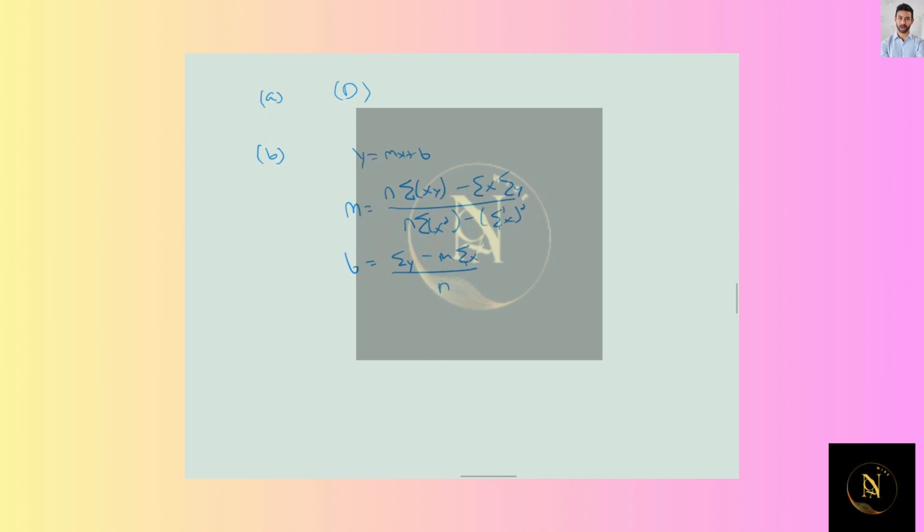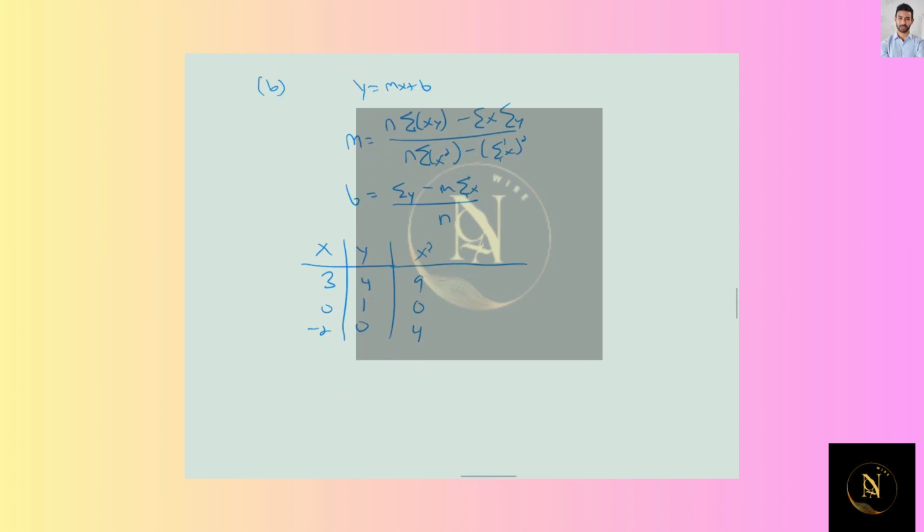So we could make a quick little table, because our xy ordered pairs are (3, 4), (0, 1), and (-2, 0). And our x squareds, 3 squared, 0 squared, -2 squared, will also end up needing their sums, by the way. And so that would be 9, 0, 4, and the product of x and y would be 3 times 4, 0 times 1, -2 times 0.